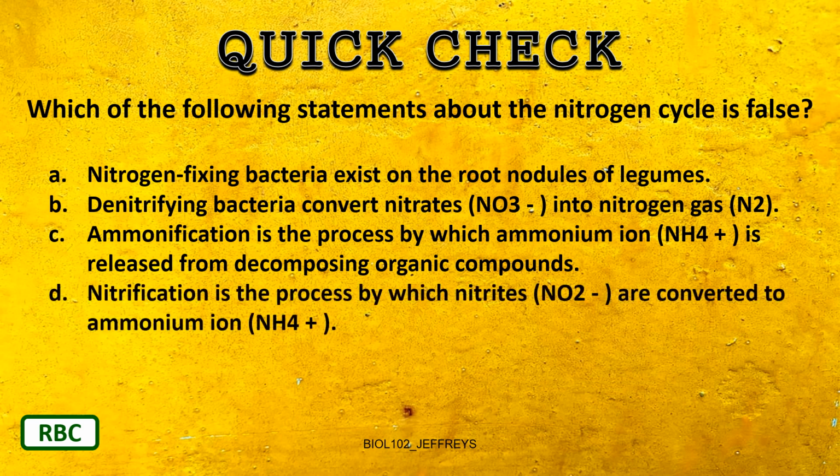Nitrification is a process by which nitrites are converted to ammonium ion or ammonia. Ammonia is NH3. But actually nitrification, we know, is the opposite, right? That's where ammonia is converted into nitrites. So that is the statement which is false concerning the nitrogen cycle. Okay?